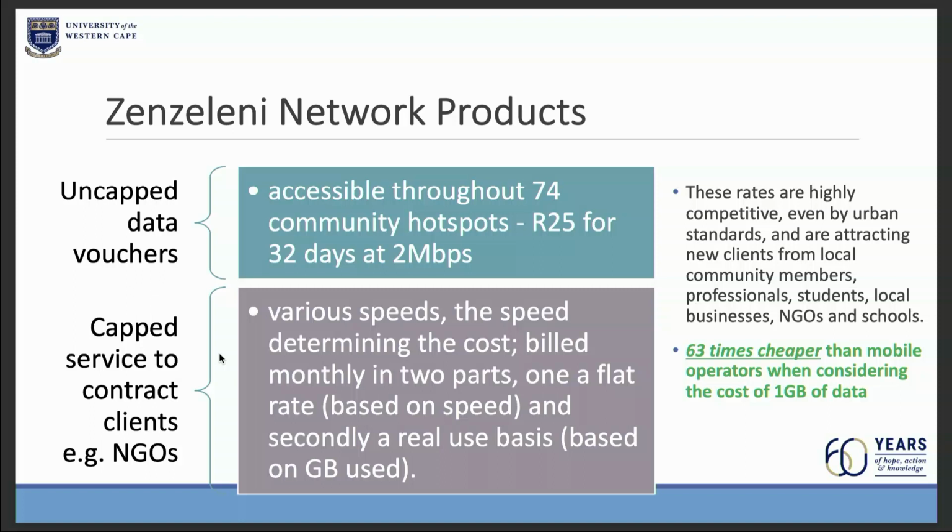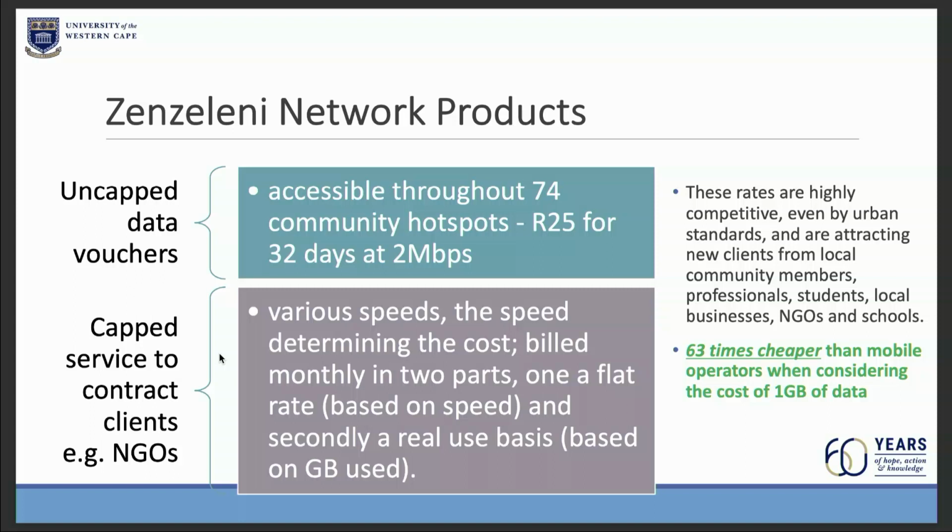From a financial perspective, what do we have? We have 74 hotspots and counting at the moment, for which people buy vouchers at 25 Rand per month. A very different business model from ECC. And that's at the lowest possible speed, but at this speed, because it's an uncontended network, they're able to do most of the basic things that they want to do at hotspots.